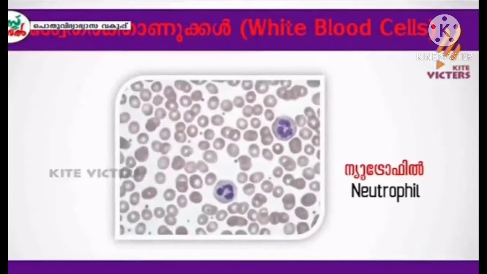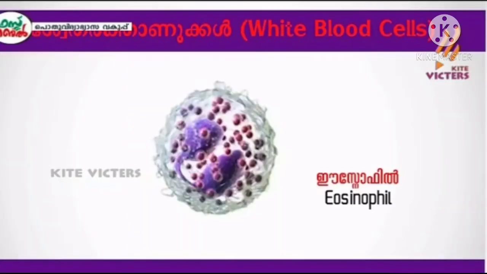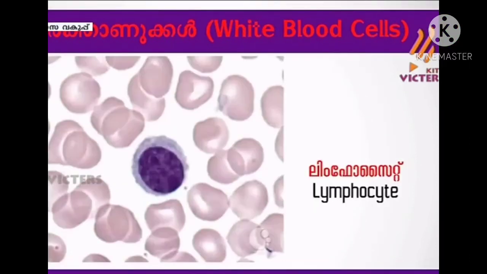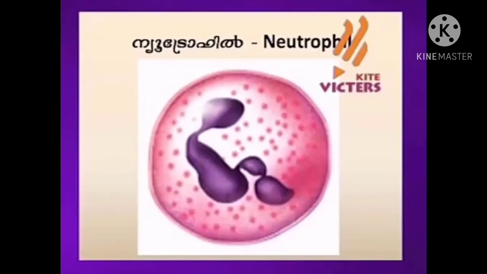They are neutrophil, basophil, eosinophil, monocyte, and lymphocyte. Neutrophil, basophil, eosinophil, monocyte, and lymphocytes. Look at this picture. This is neutrophil.